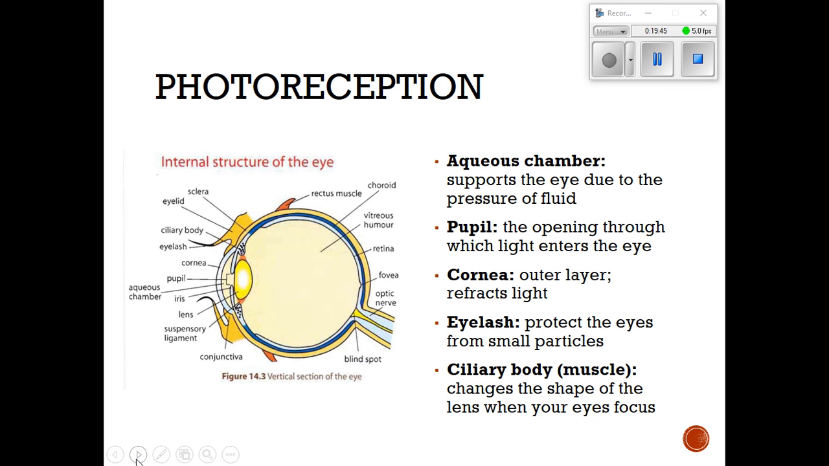So picture's still there. Our next structure is the aqueous chamber. So this is the space. It's kind of pale yellow on this picture. It's in front of the lens, but behind this white segment here that's the cornea. So it's this little chamber, little compartment that you find at the front of your eye. It helps support the eye and the shape of the eye due to the pressure of the fluid that's inside of it. So the aqueous chamber is full of fluid.